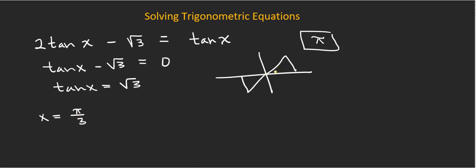Now notice, what about this angle? That angle is pi plus pi over 3, which is 4 pi over 3. Now notice, from here to here, all you needed was pi. Now how do you get from here to here? You also need pi. So basically now, what was the period for tangent? It's pi, right? So instead of 2n pi, now you have to put n pi.